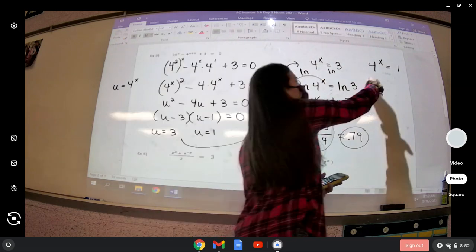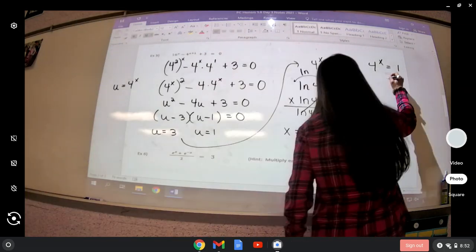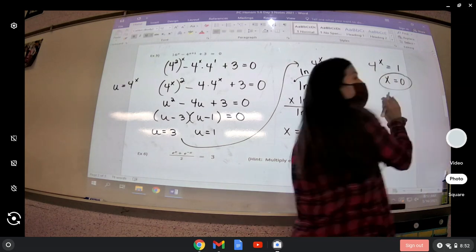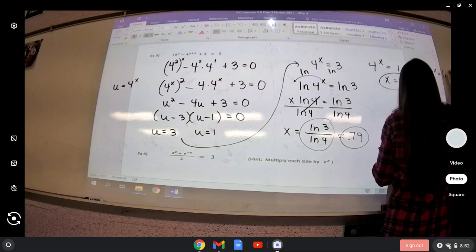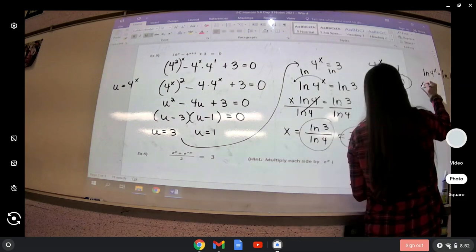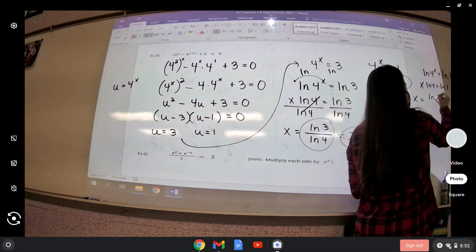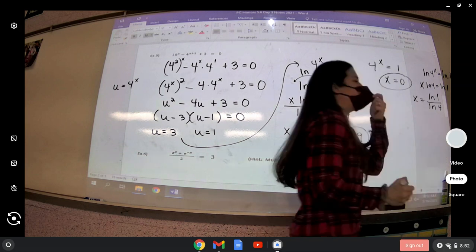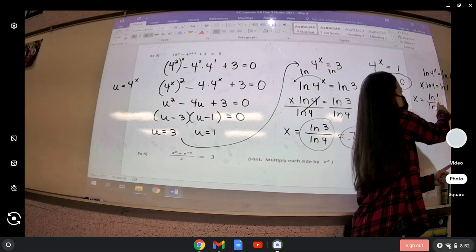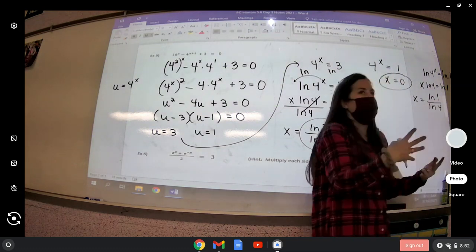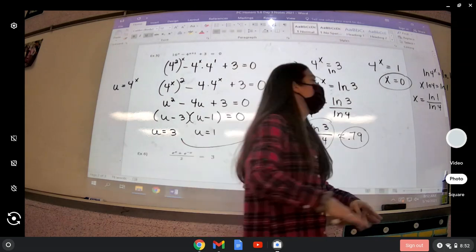All right, and then last, well, guys, 4 to what power is 1? What does the exponent have to be? It's got to be 0. And even if you didn't know that, you would have taken the natural log of both sides, and you would have gotten x times the natural log of 4 equals the natural log of 1, and then x equals the natural log of 1 divided by the natural log of 4. Well, guys, they expect you to know that anytime you're taking the log of 1, this is saying e to what power is 1. What is always the power that's going to be needed to equal that 1? Because the base is never 1. It's 0.